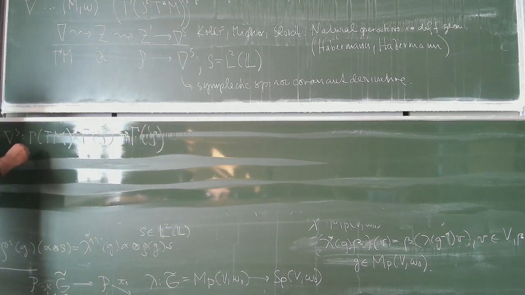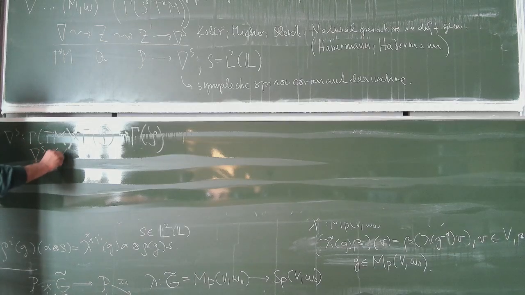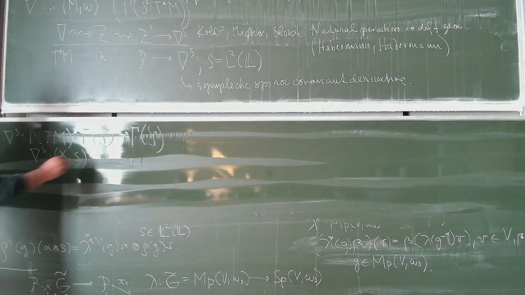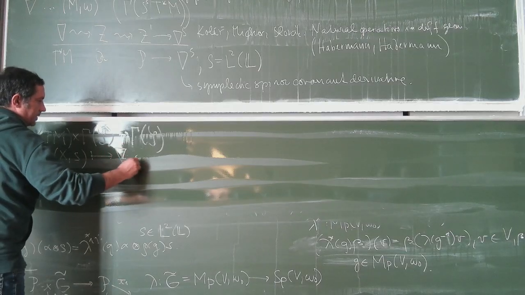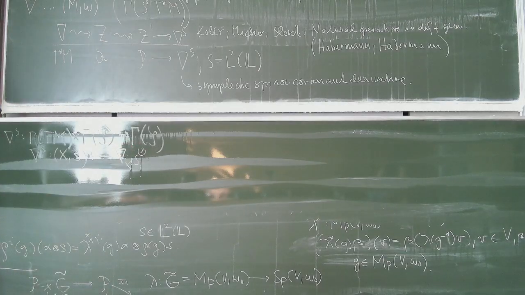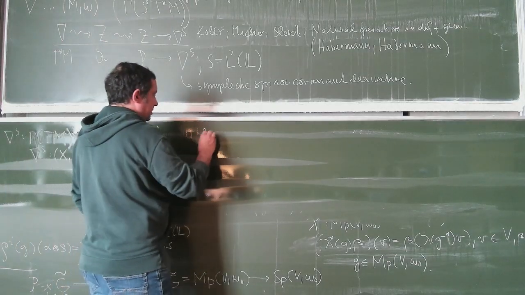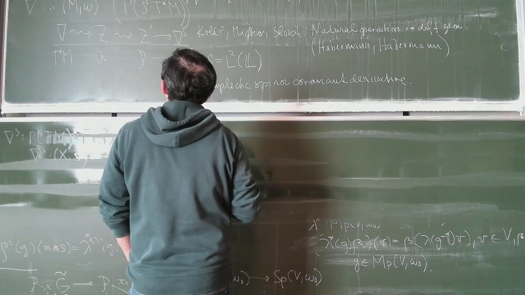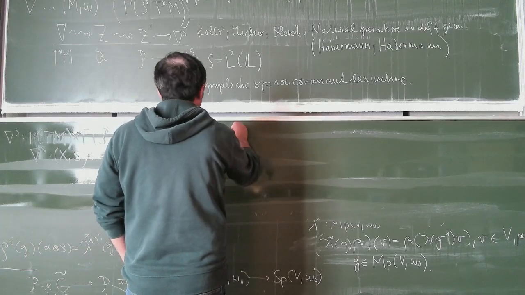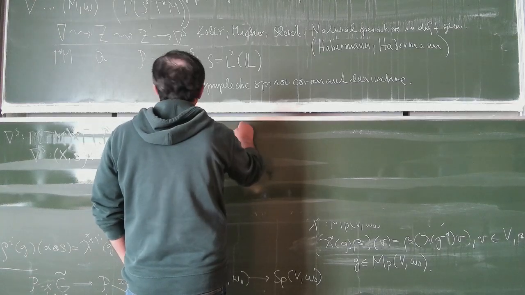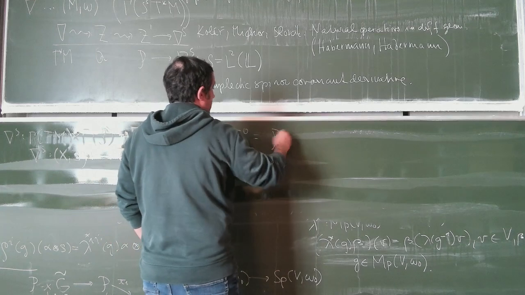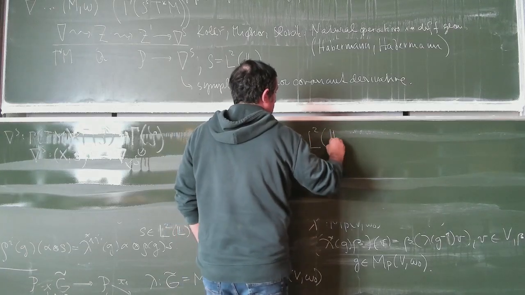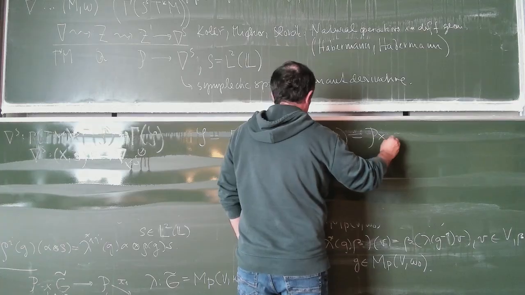So as a map, it takes a vector field, a section of the symplectic spinor bundle, and it gives again a section of the symplectic spinor bundle, where the symplectic spinor bundle S is just E0. It's better to write it in this way.